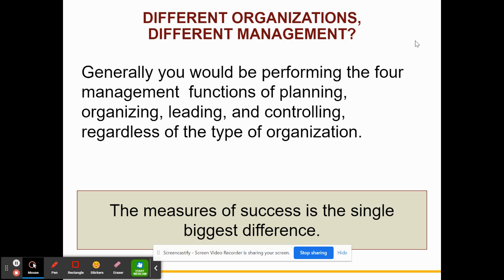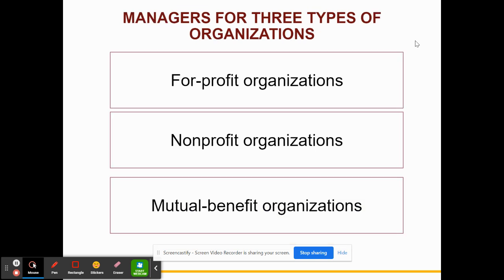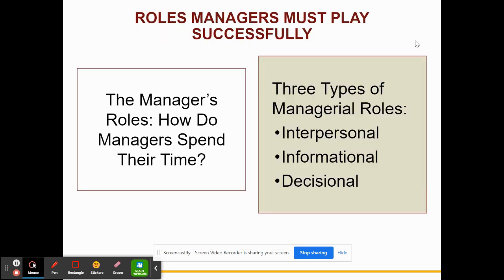So different organizations, different management. Expanding on this a little bit, generally you would be performing the four management functions regardless of the type of organization. Really, the biggest difference is how we measure success. That's the single biggest difference between our for-profit, nonprofit, and mutual benefit organizations.